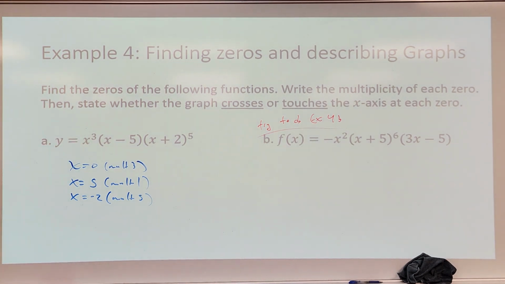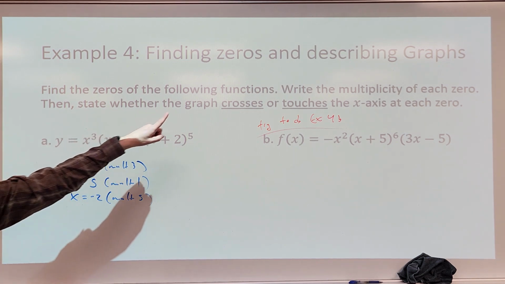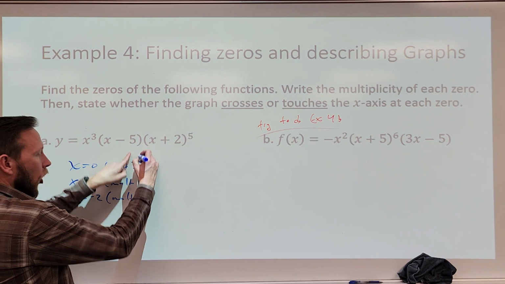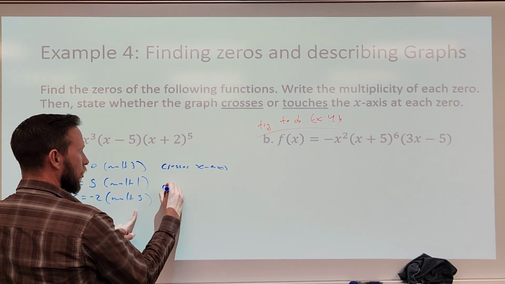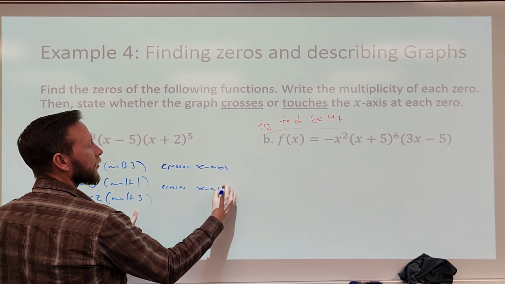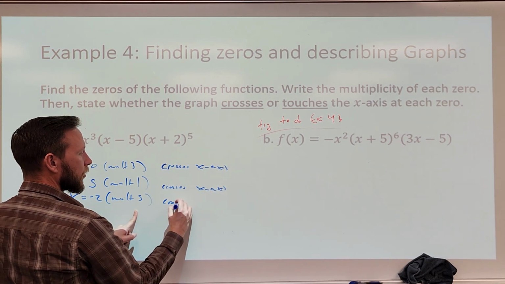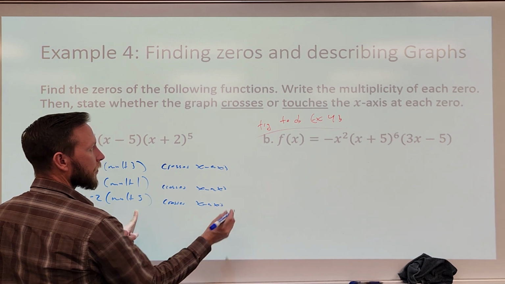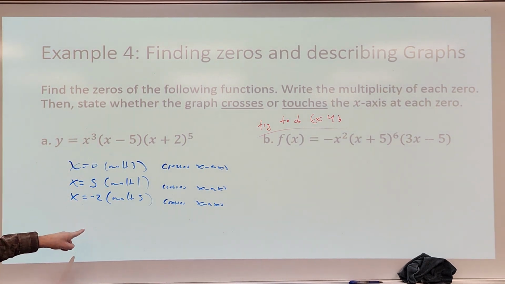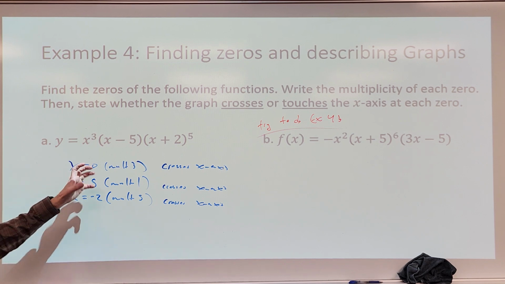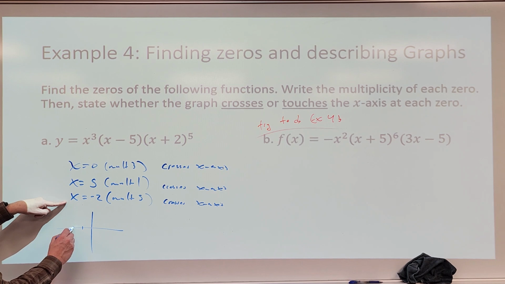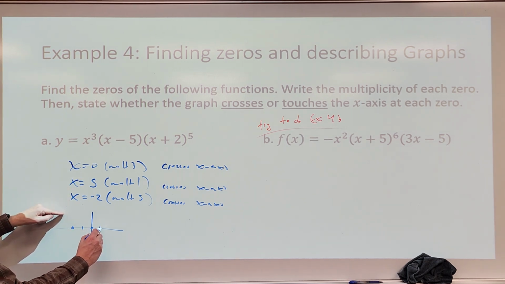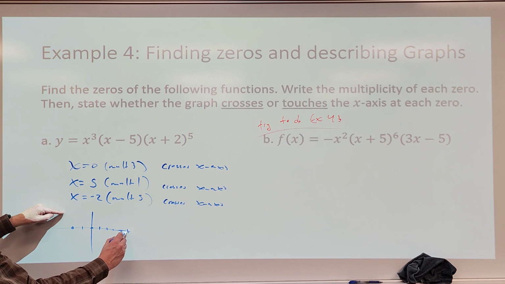And so we found the zeros, we've got the multiplicity for each one, and then we're going to talk about whether it crosses or just touches. Since these are all odd, it crosses the x-axis at those values of x. All right, so we can predict a little bit about what these are going to look like. So here's -2. Here's 0, and here's 1, 2, 3, 4, 5. Not to scale, but there's 5.